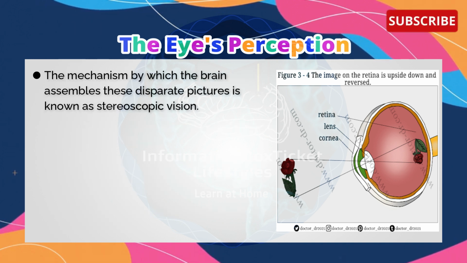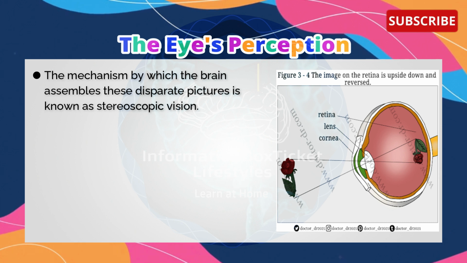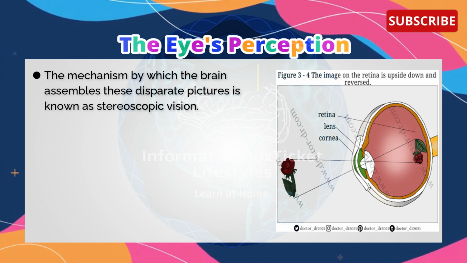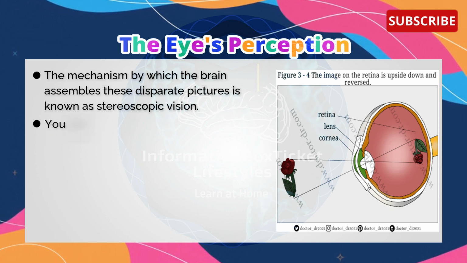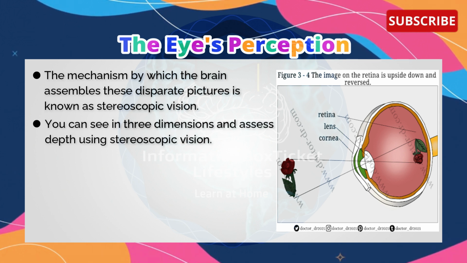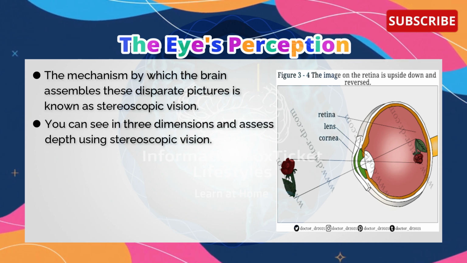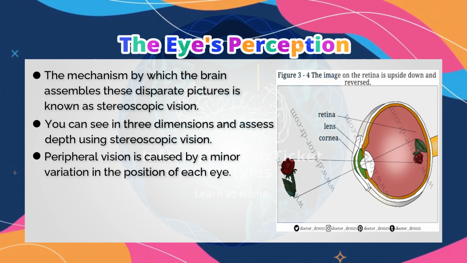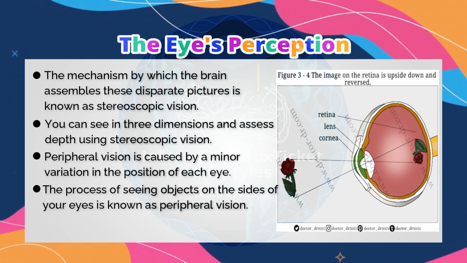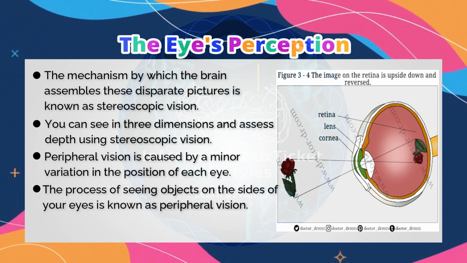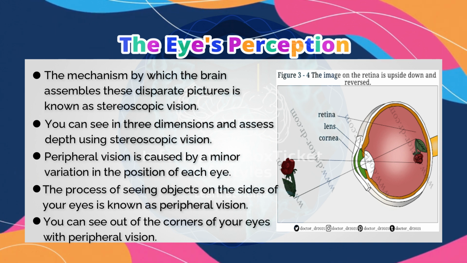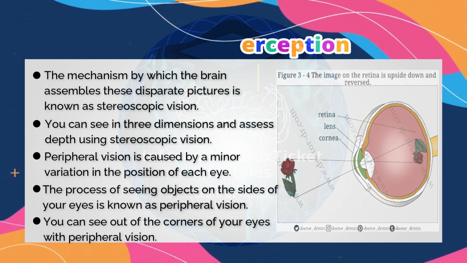The mechanism by which the brain assembles these disparate pictures is known as stereoscopic vision. You can see in three dimensions and assess depth using stereoscopic vision. Peripheral vision is caused by a minor variation in the position of each eye. The process of seeing objects on the sides of your eyes is known as peripheral vision. You can see out of the corners of your eyes with peripheral vision.